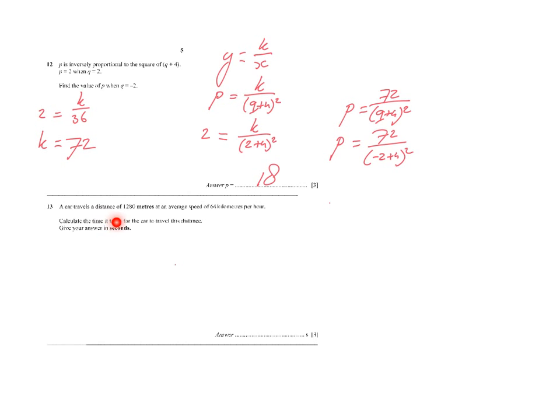Moving on. A car travels a distance of 1,280 meters at an average speed of 84 kilometers per hour. So again, those units are different. Calculate the time it takes for the car to travel this distance. Give your answer in seconds. Okay. Now, I'm going to make sure those units are the same. And how do I find the time? The time is, what is that? The distance divided by the speed.